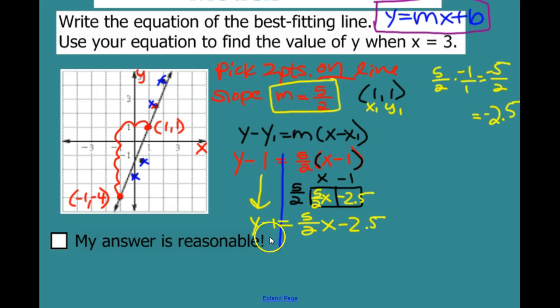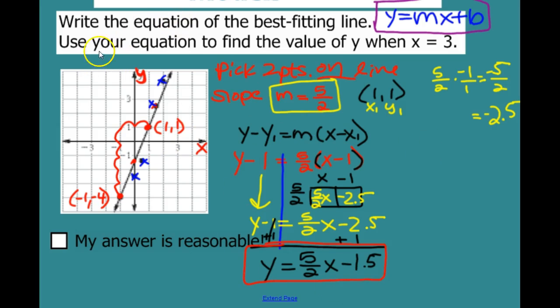But we want y by itself, so the opposite of subtracting 1 right here is adding 1. So we're left with y equals 5 over 2x. And if we have -2.5 and a positive 1, 2.5 minus 1 is 1.5. So here's my equation. Does this make sense? We cross at -1.5. Yeah, that's where we would begin on our y-axis.